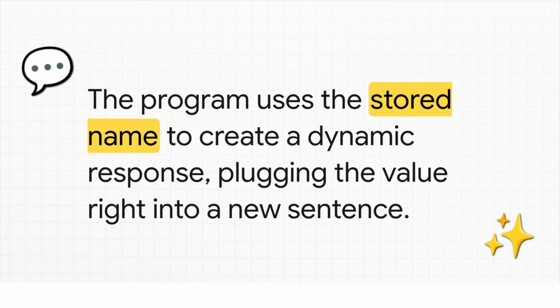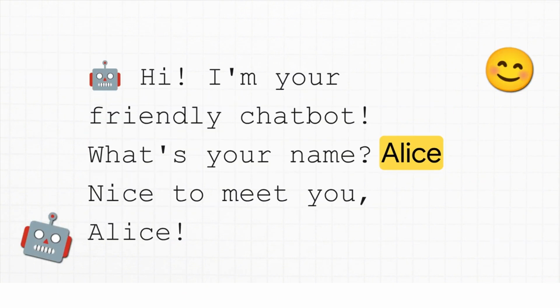And then comes the magic. On the very next line, the program says, nice to meet you, and then it opens up that name box, grabs the name it stored a second ago, and plugs it right into the sentence. This is how we create responses that feel personal and dynamic. And check it out, here's the final result. The program asks for a name, the user types in Alice, and the program uses that stored data to create a custom greeting. We've just built a real interactive experience from scratch.